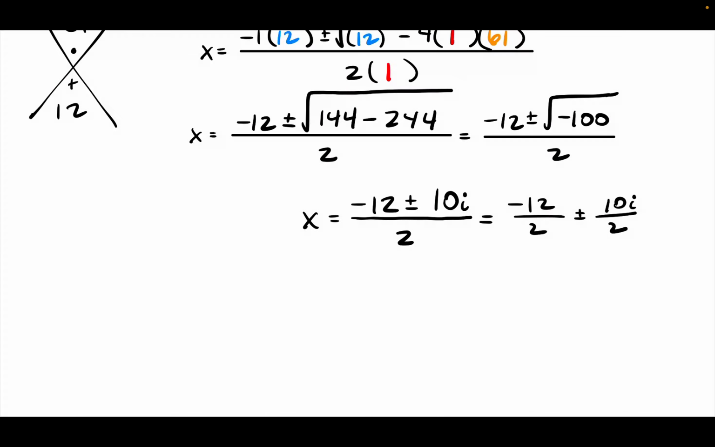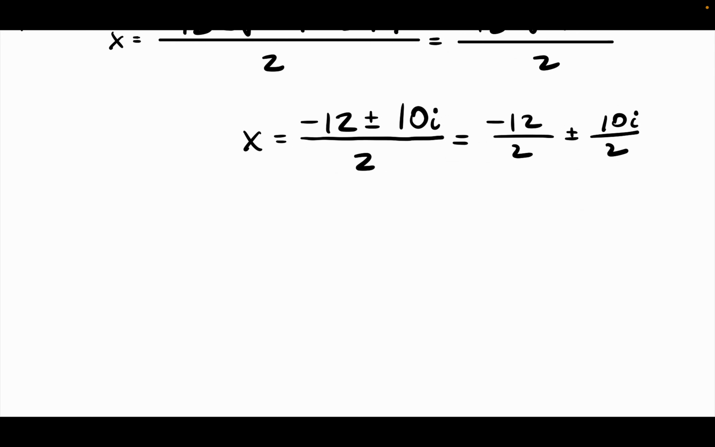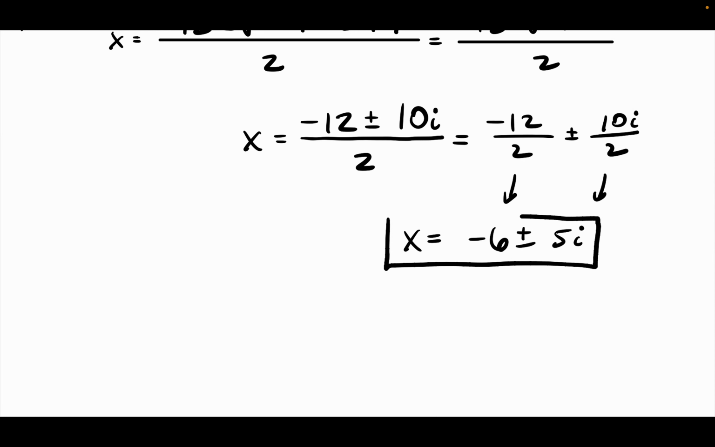So if you can divide those 2. If you can't, reduce them, and then you're done. So 2 goes into -12 -6 times, right? -6 plus or minus. And then 2 goes into 10, 5i, right? How many answers is that? 2, because one of them is plus, one of them is minus.